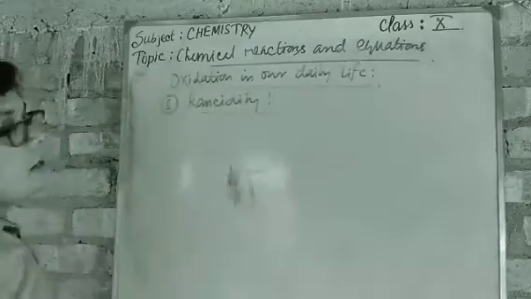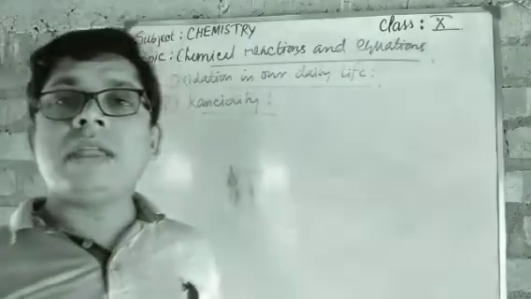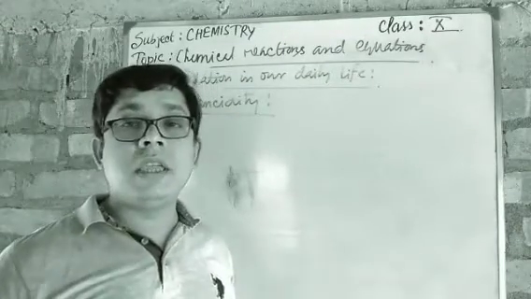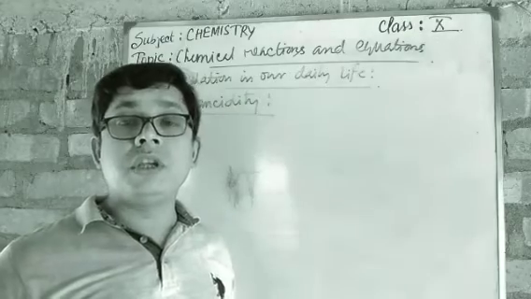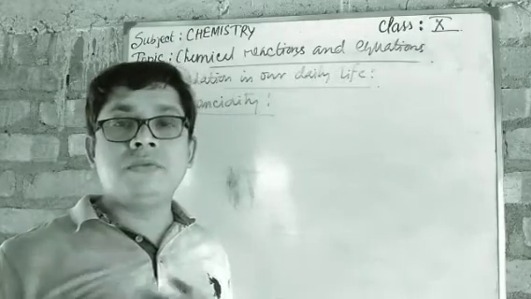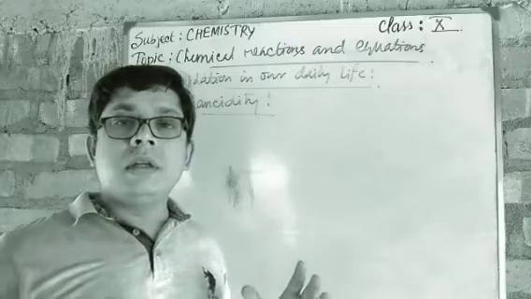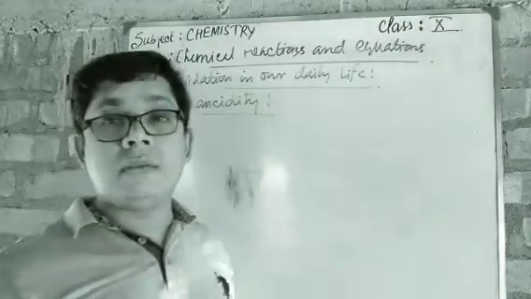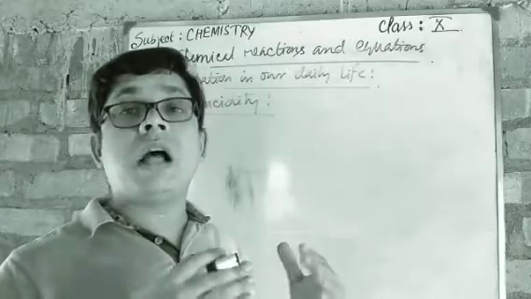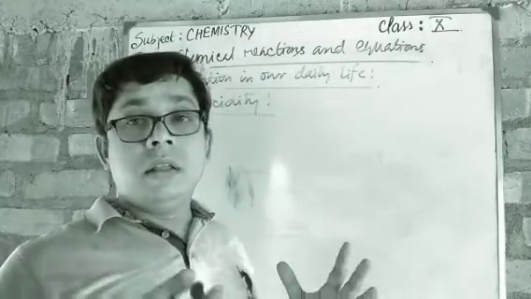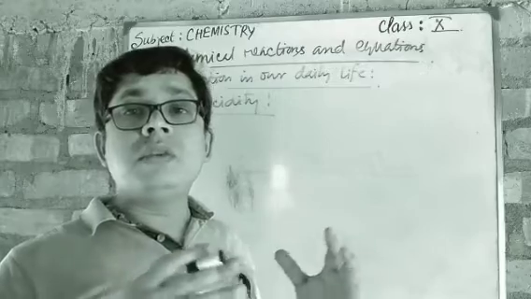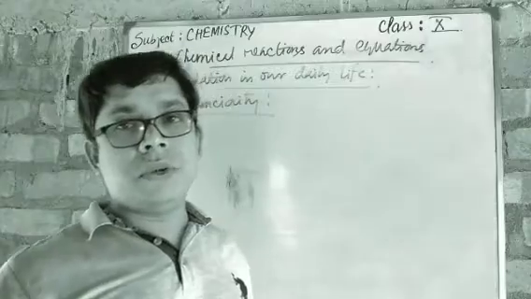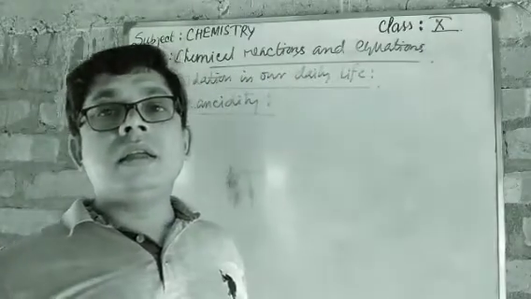Number one is rancidity. In the rancidity process, the reaction is through which any kind of food item, or any organism's body that contains oil and fat, when it comes in contact with the air, spoils itself and a foul smell or bad smell comes out of it. That is called rancidity.